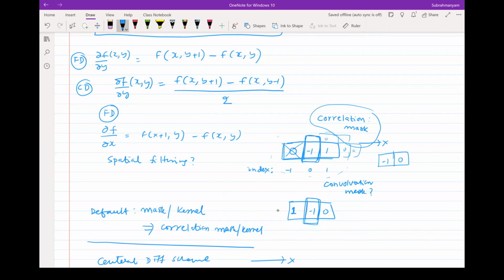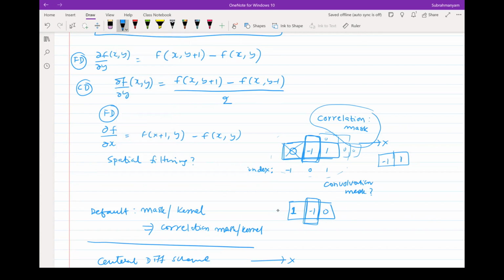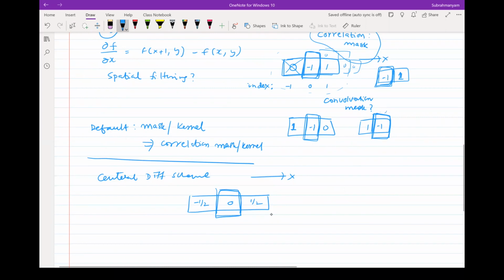Sorry, -1, 1, I made it -1. People would simply write it in this manner, -1 1, and sometimes they ignore the origin, but it's good practice to show the origin by putting a rectangle there, because otherwise it won't be clear. For example, this is 1 -1, but wherever you want to compute the derivative, that pixel has to overlay with this rectangular box.